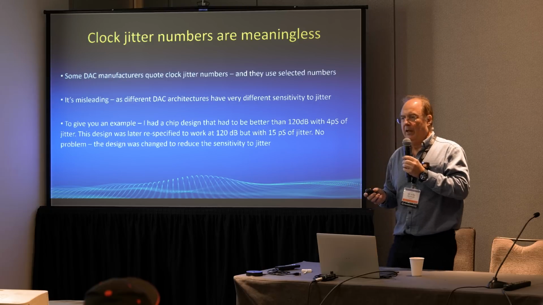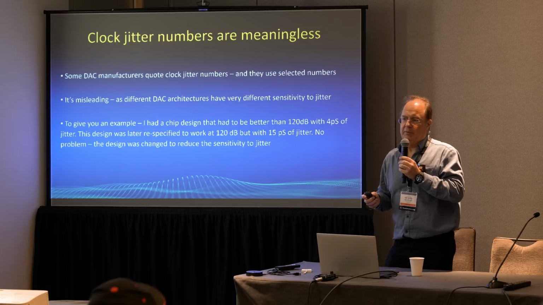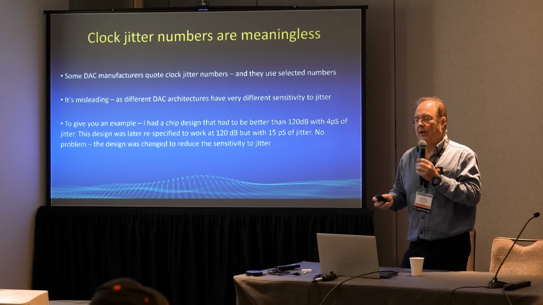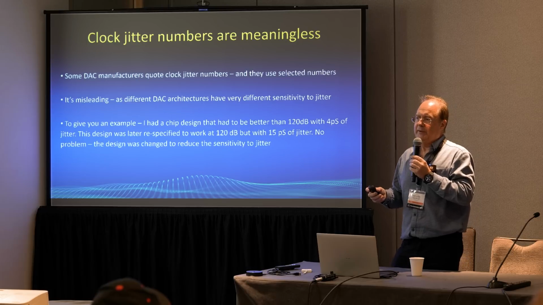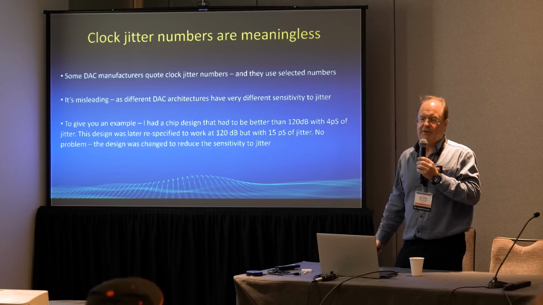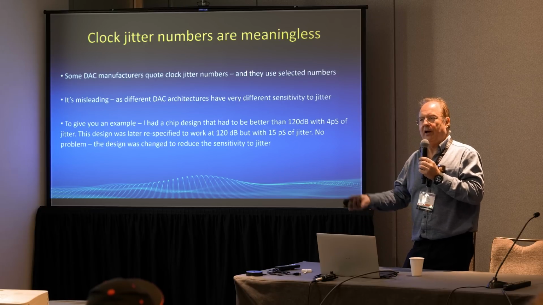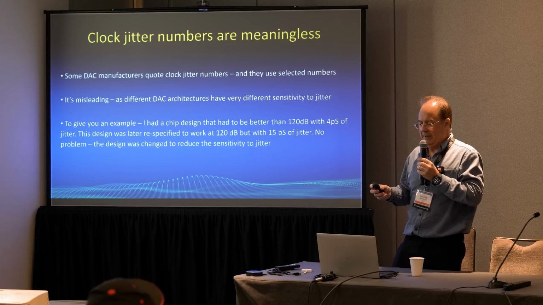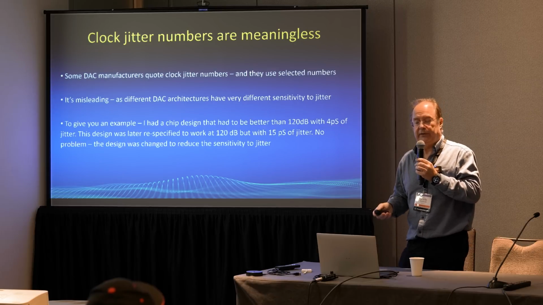Just to give you an example, there was one project I was working on where we had a spec for 4 picoseconds worth of input clock jitter, and it had to be 120 dB worth of dynamic range. So I did a design for them, got it working in simulation, it met 120 dB. Then they turned around and said they wanted 15 picoseconds because they thought that the internal jitter levels on the chip would be much higher. So that was fine. You just redesign the DAC itself, and out pops 120 dB with 15 picoseconds. So how you react to a given jitter level depends on the design of the DAC itself.